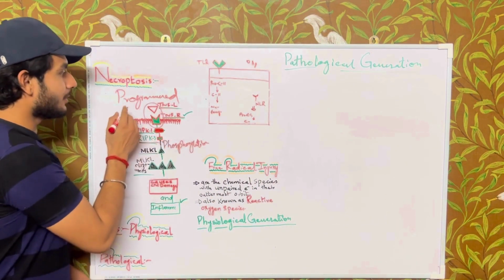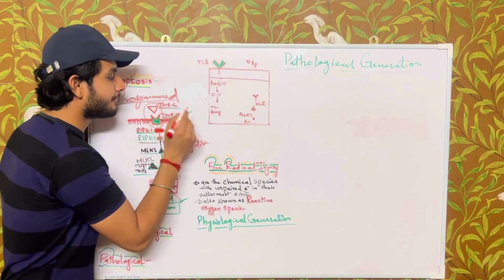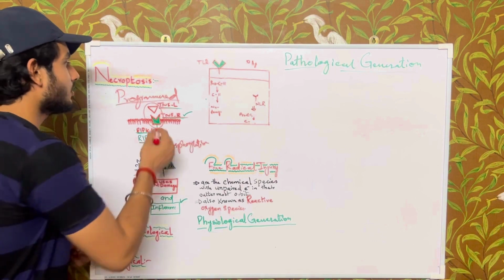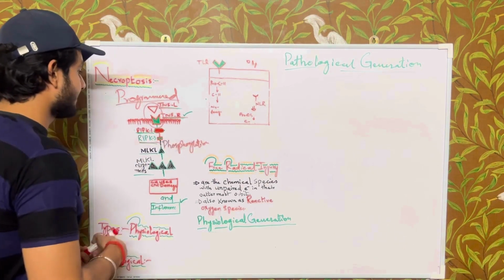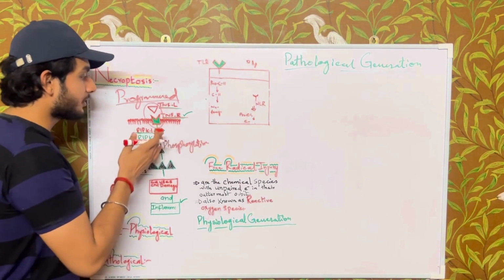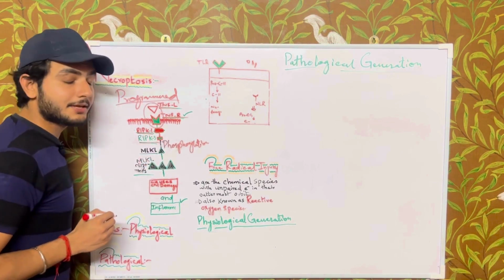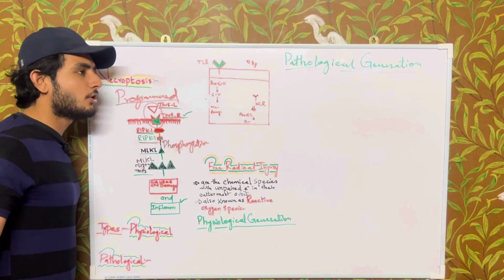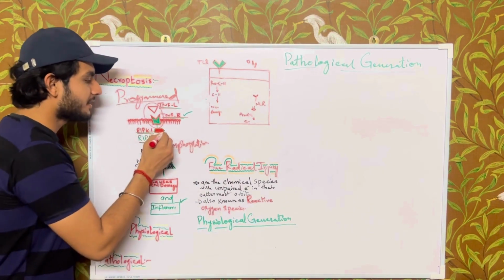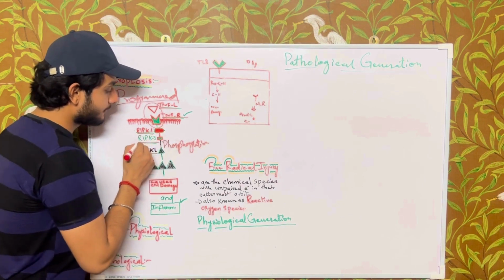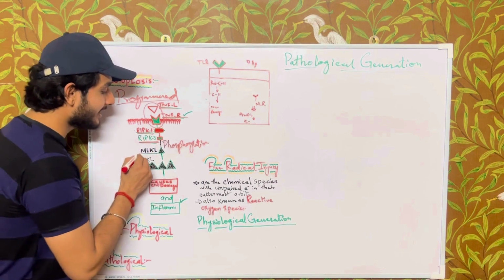Necroptosis is an example of programmed cell death, which is initiated by the engagement of TNF receptors. When these receptors come in contact with their ligand, there will be the activation of a downstream pathway. So what does it consist of? Firstly, there will be the activation of RIPK1, which stands for receptor interacting protein kinase 1. This RIPK1 further causes the activation of RIPK3. This RIPK3 causes the phosphorylation of MLKL.